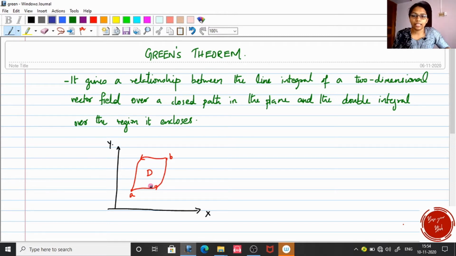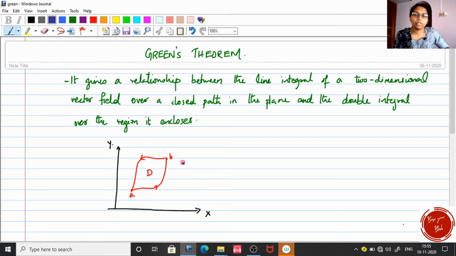So, if such is the case, this is a two-dimensional vector. Now, let's read the sentence again. It gives a relationship between the line integral of a 2D vector field. See, this curve is drawn in a 2D plane, isn't it? In an xy plane. There is no z quantity here. So, the curve is drawn in the xy plane, over a closed path in the region. And the region is closed, and so the line integral taken on that curve is equal to the double integral over the region. Double integral is taken for the region D, which is enclosed by the curve AB.